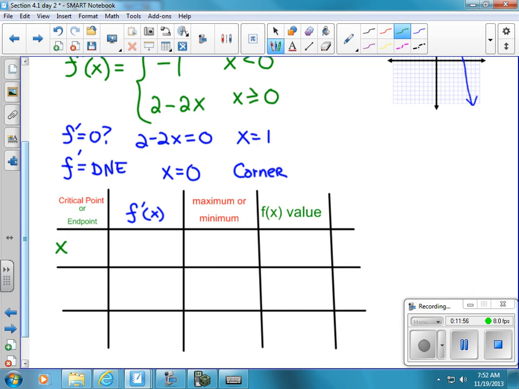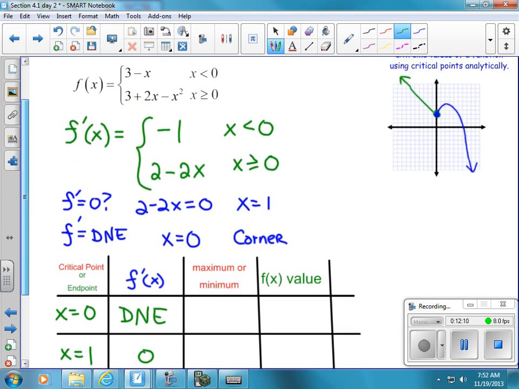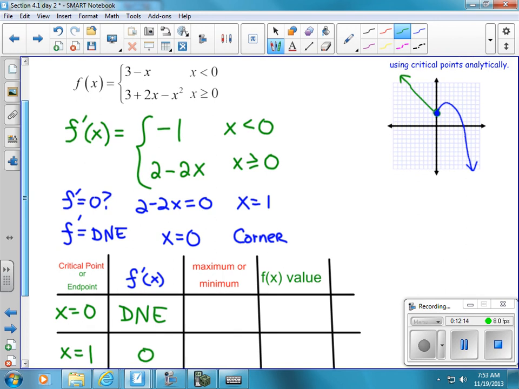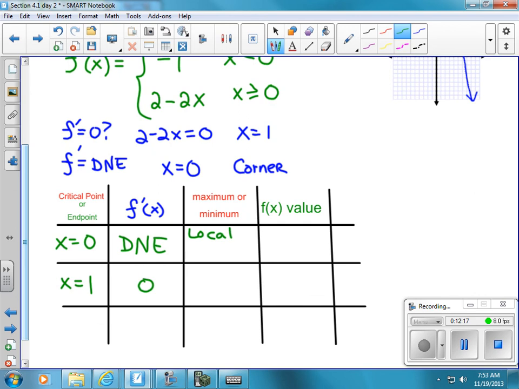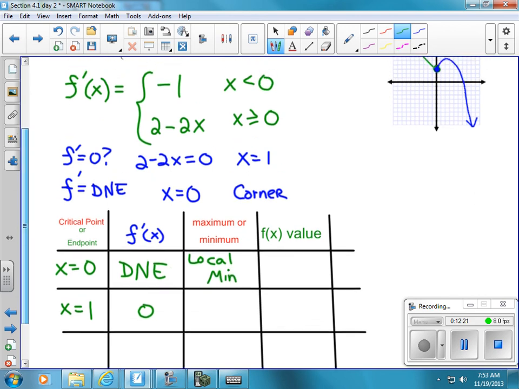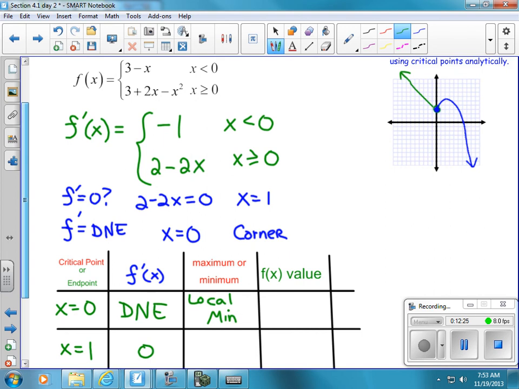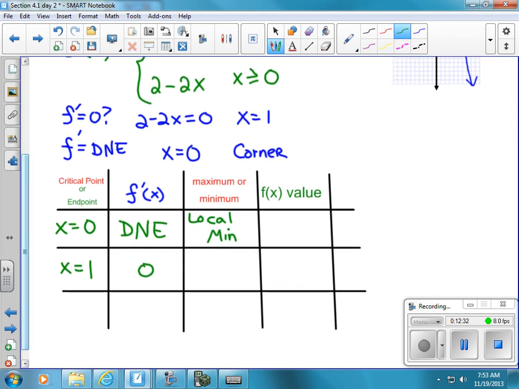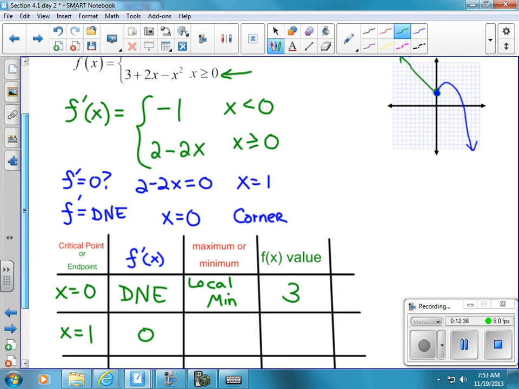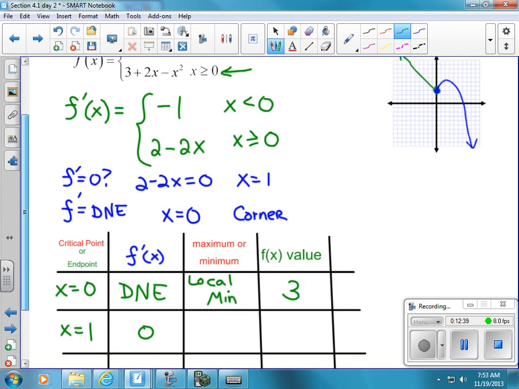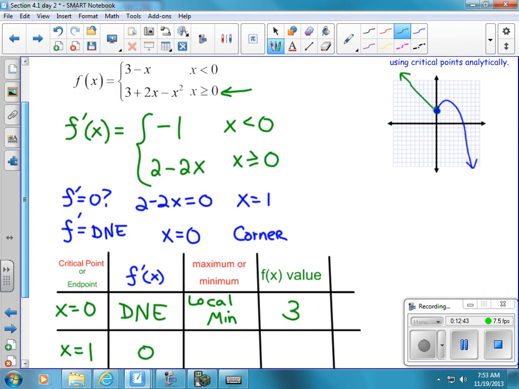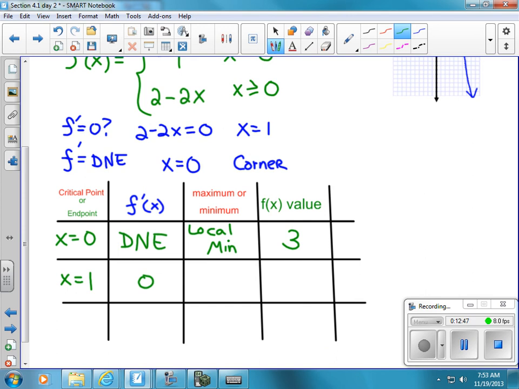All right, let's fill in our little table. X equals 0, x equals 1. At x equals 0, the derivative does not exist. At x equals 1, the derivative is 0. Okay, is this a maximum or minimum? All right, we actually have a local minimum at x equals 0. Local min, you could specify local because it's not your absolute min. And the function value when x equals 0 is 3, right? Because we use this part of the function. So at x equals 0, it equals 3.